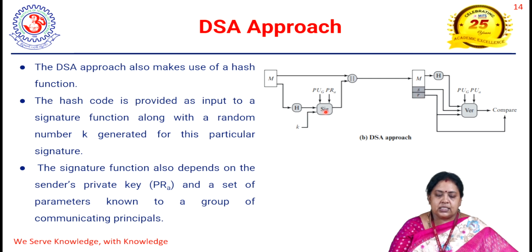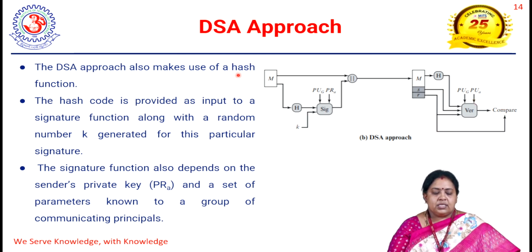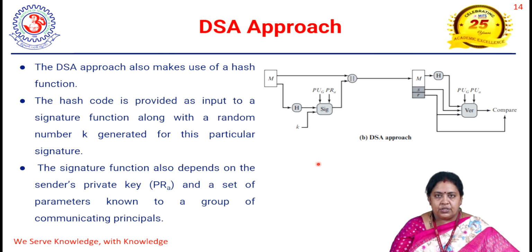Here the signature gives two components. One is called S and one is called R. The output of this verification algorithm is compared with the R component. Only if they are equal is the signature valid. Hope you understand. So this we call the DSA approach, which makes use of the digital signature algorithm.